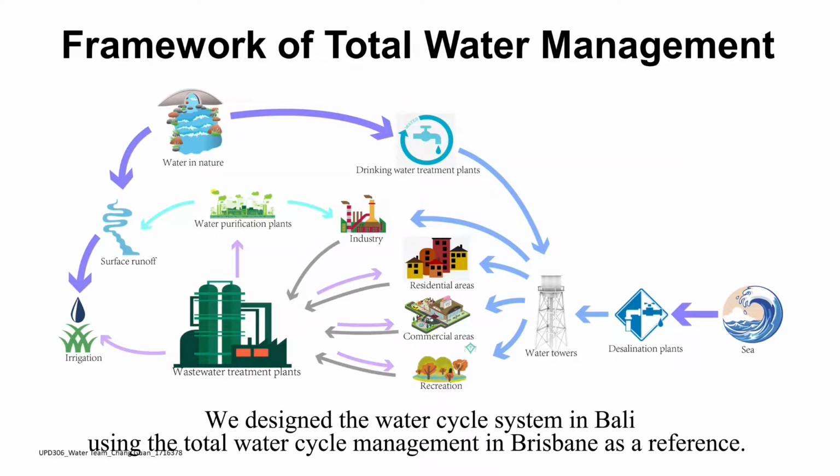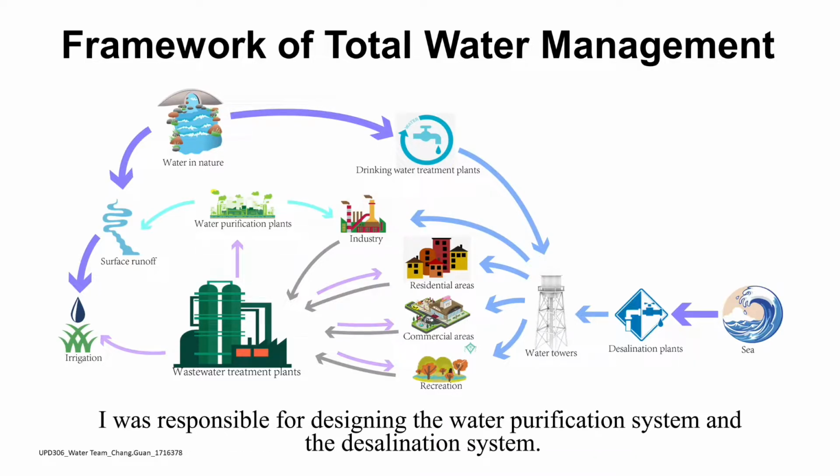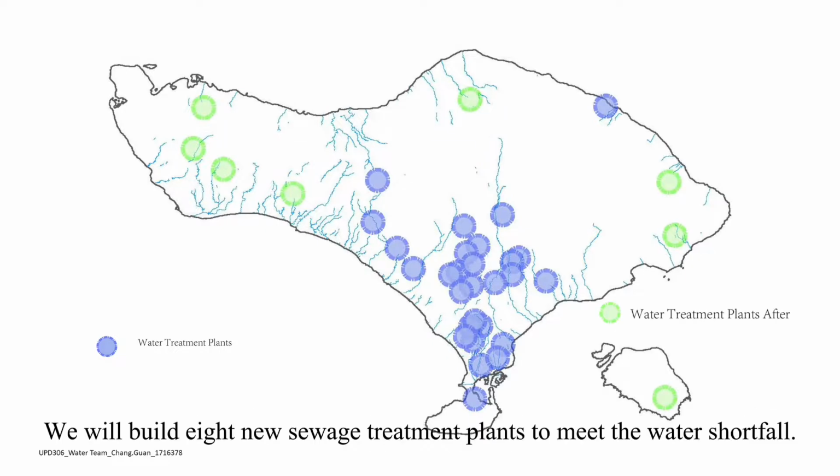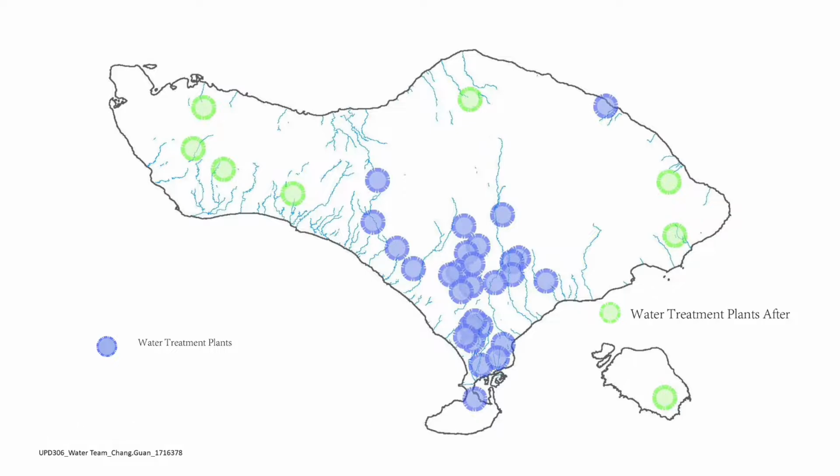We designed a water cycle system in Bali using the total water cycle management in Brisbane as a reference. I was responsible for designing the water purification system and the desalination system. The distribution of the completed sewage treatment plants on this island is shown on the map. We will build 8 new sewage treatment plants to meet the water shortfall.